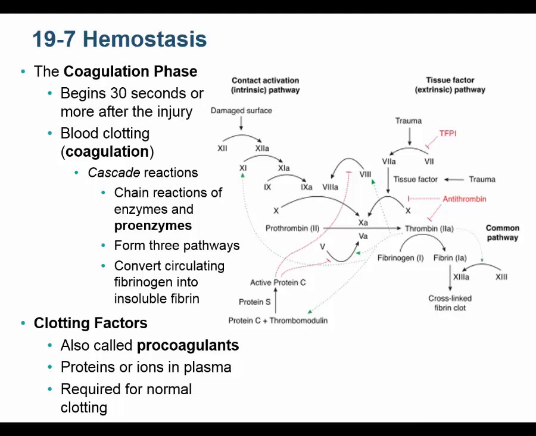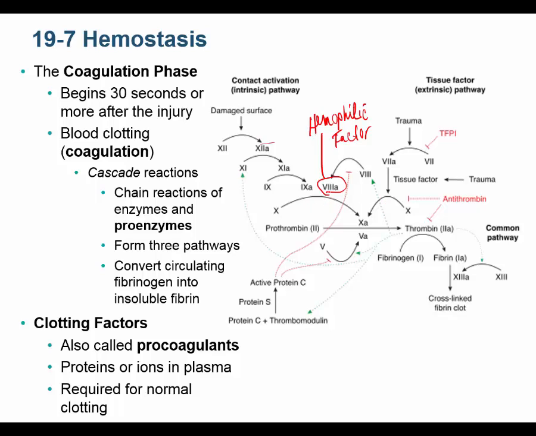This is not from your book, obviously, but this is the intrinsic pathway. Notice that 12 is activated to 12A, which in turn activates 11 to 11A, which in turn activates 9 to 9A, which in turn, with the help of active 8A, which is the hemophilic factor, because if you lack factor 8, you have hemophilia, and that's actually called hemophilia A. There's 3 types of hemophilia.